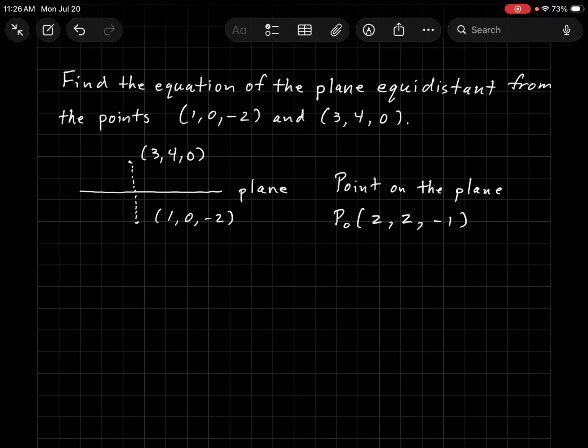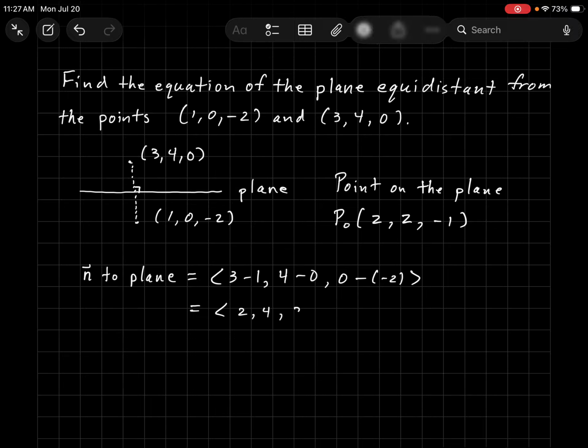Now, because they are equal distance, and a distance is always perpendicular, I'm going to go back and put my perpendicular there. So I know that a normal vector to the plane must be the vector that runs between the two points. So the point 3 minus 1, 4 minus 0, and 0 minus negative 2. So a normal vector to the plane is 2, 4, 2, or I can simplify it down to 1, 2, 1.